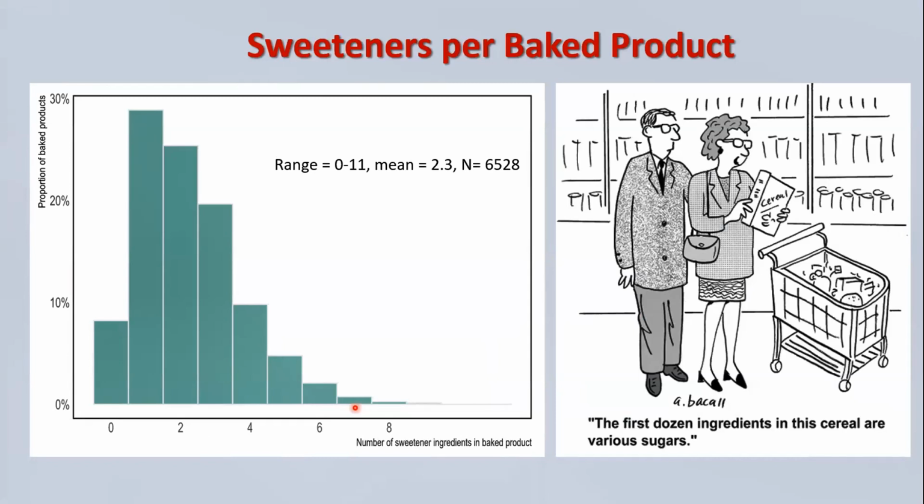In addition, we also found that 4 sweeteners, sucrose, dextrose, high fructose corn syrup, and corn syrup, are among the most frequently listed sweeteners. And as you can see from this graph, this comment is not too far-fetched.